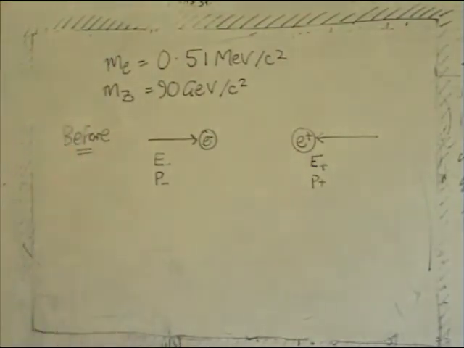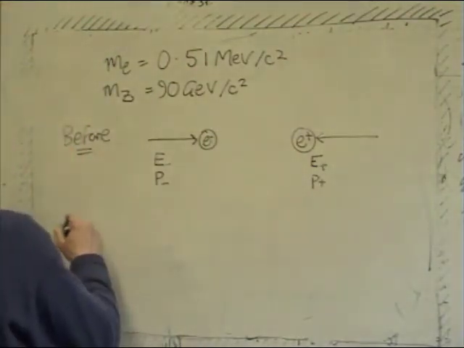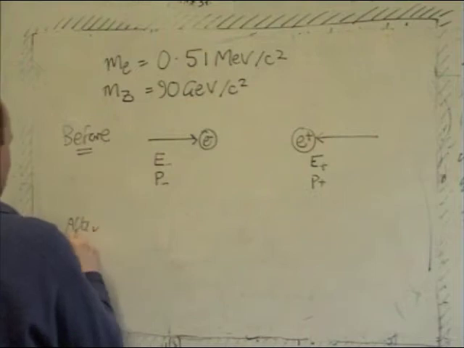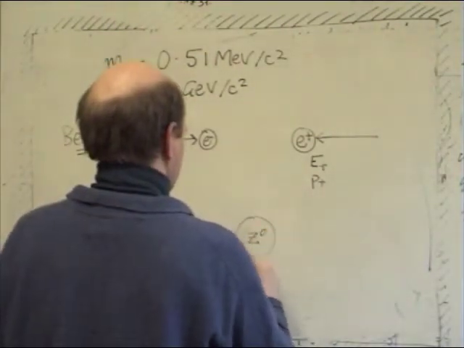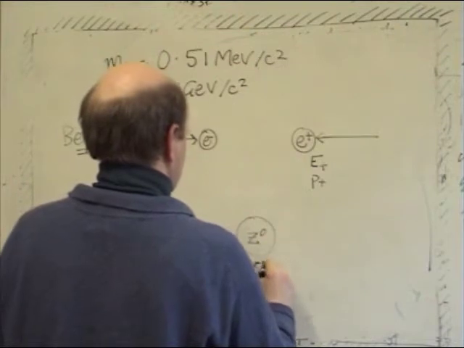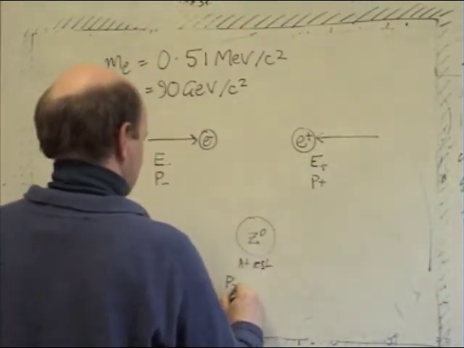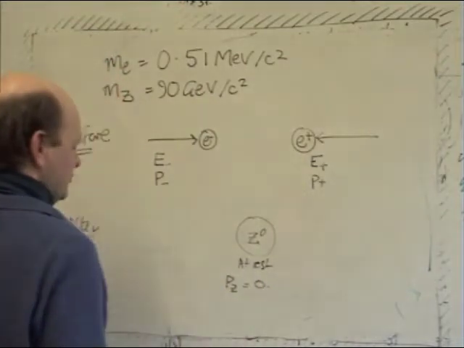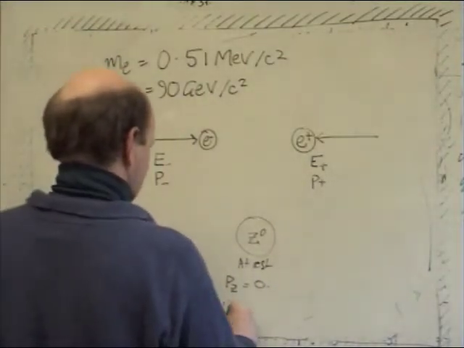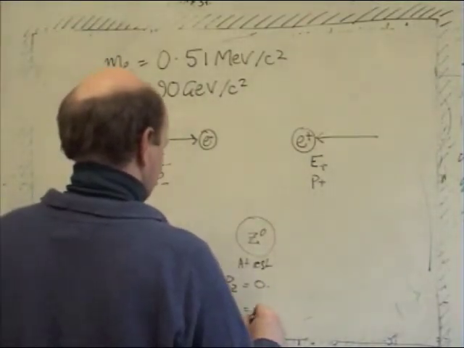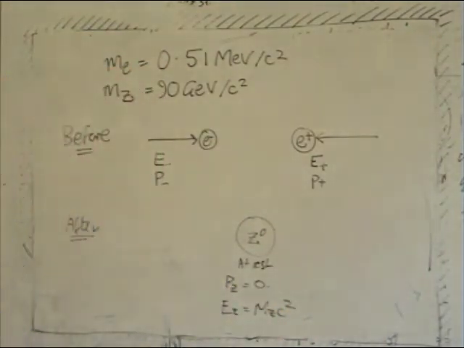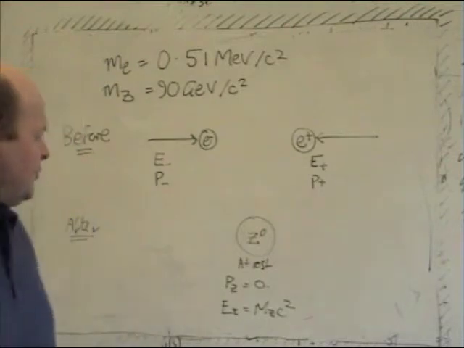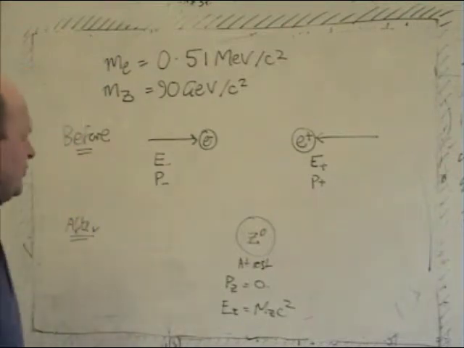And let's look at what happens after the collision. So after we have a single Z at rest, and it has momentum P_Z equals 0 because it's not moving, and it has energy E_Z equals the mass of the Z times c squared because it's at rest. Okay, so let's just see what energy and momentum conservation tells us.